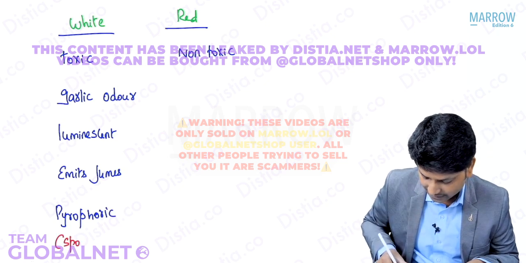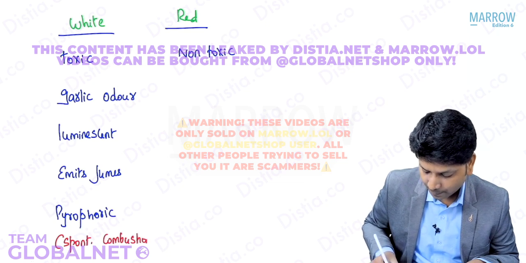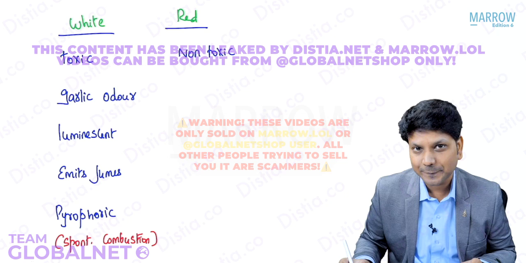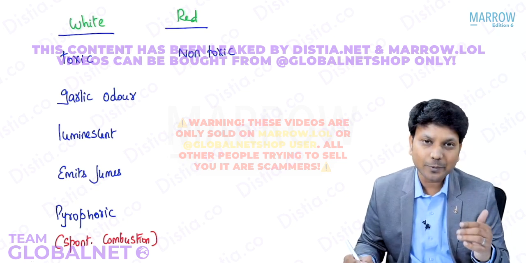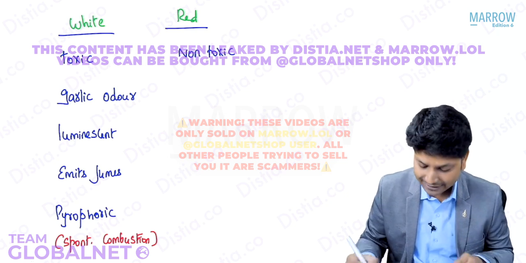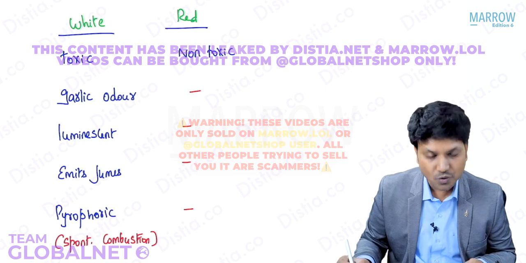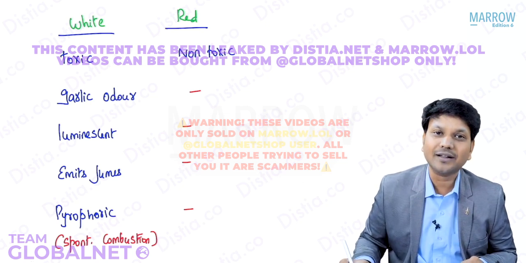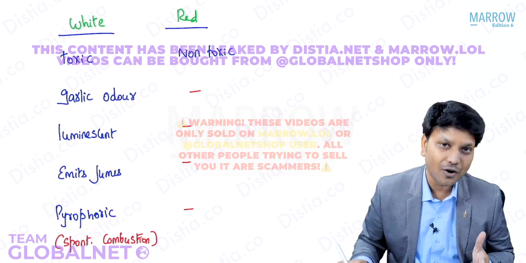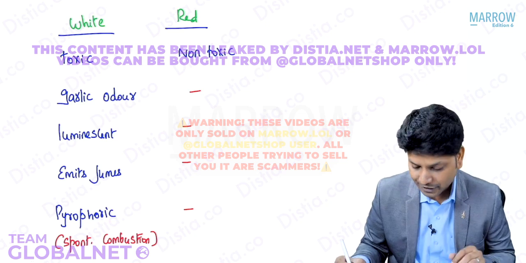You need to always keep it under water. Otherwise, it will catch fire. Okay. Coming to the red phosphorus, whatever properties you discussed in white phosphorus, nothing is there for red phosphorus. Right? It is non-toxic. It is odorless. There is no luminescent property. There is no emission of fumes, and it does not burn on exposure to air. Okay? So nothing is there for red. Everything is for only white.